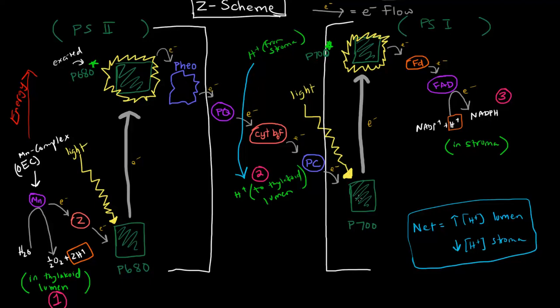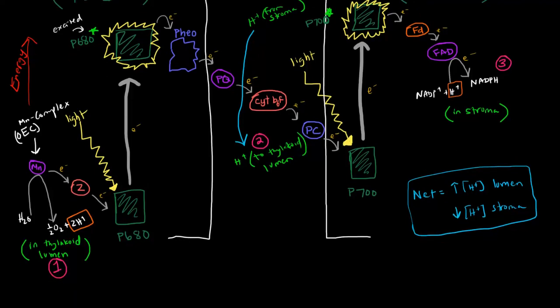Now, notice about the Z scheme is that many of the steps are actually exergonic, right? All these downward arrows, they're exergonic steps. There are only 2 endergonic steps, right? This step here and this step here. But those are so endergonic that the overall process, despite the fact that there are exergonic steps, is overall endergonic, okay, because of these 2 steps that require light energy.